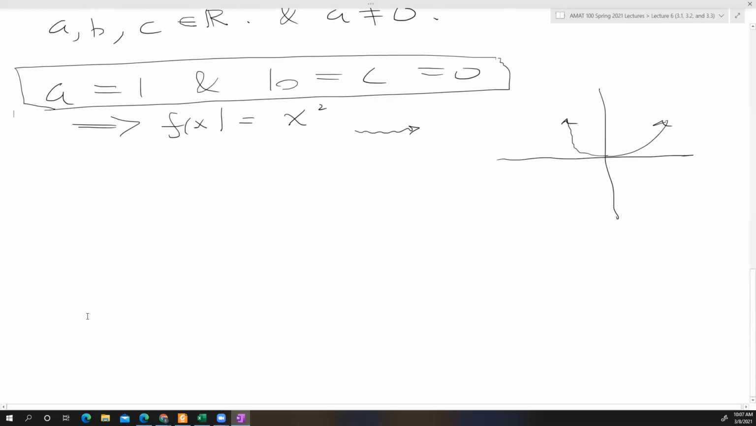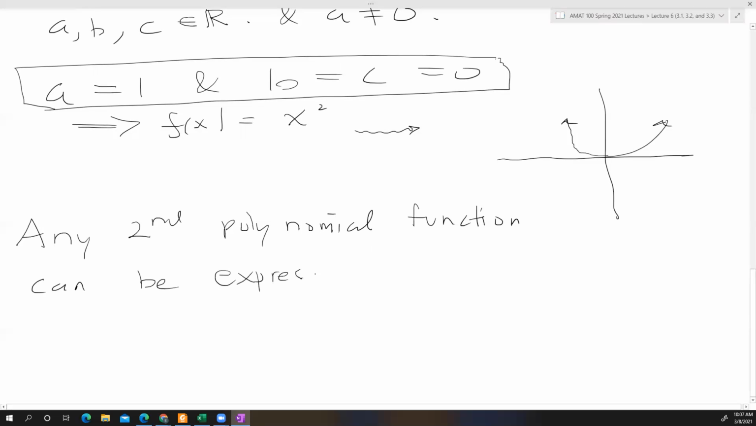Well, it turns out that we have this fact: any second-degree polynomial function can be expressed in so-called standard form. With this nice fact right here. And standard form is this. It's simply this.